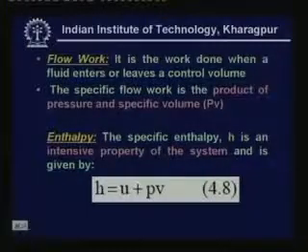It can be shown that the specific flow work is given by the product of pressure and specific volume at a point. What is the use of this flow work? Using flow work and internal energy, we define a very important property called enthalpy. The specific enthalpy, small h, is an intensive property of the system, and it is given by h equals u plus Pv. That means the enthalpy of a system is the summation of internal energy plus flow work.